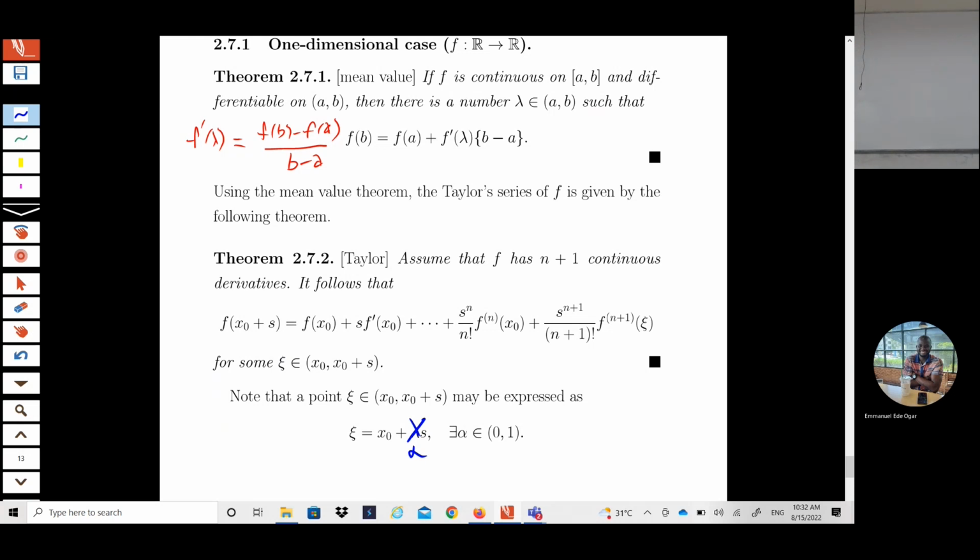x naught plus alpha s, where alpha is a real number between 0 and 1. When alpha is equal to 0, then the point is x naught. And when alpha is 1, then the point is x naught plus s. So this is what we want. But now you can see that this can be extended to the vector case in a straightforward manner.